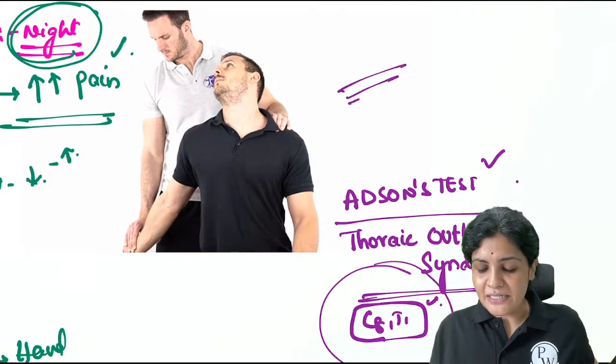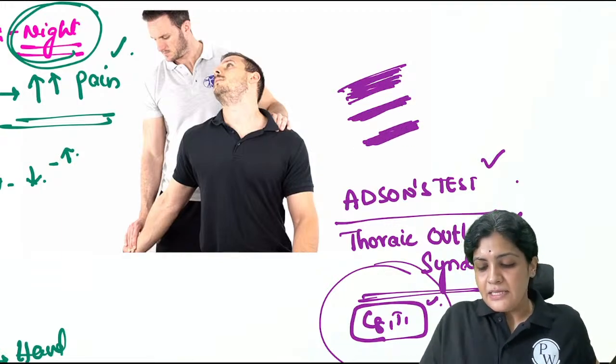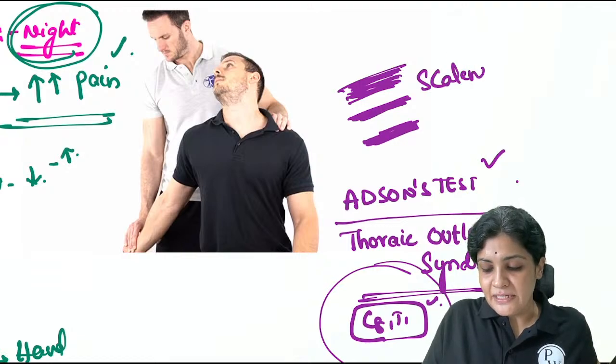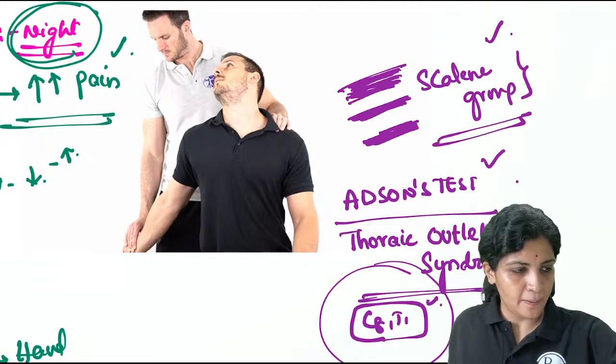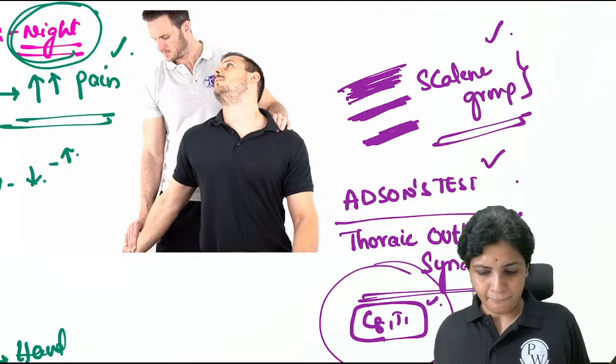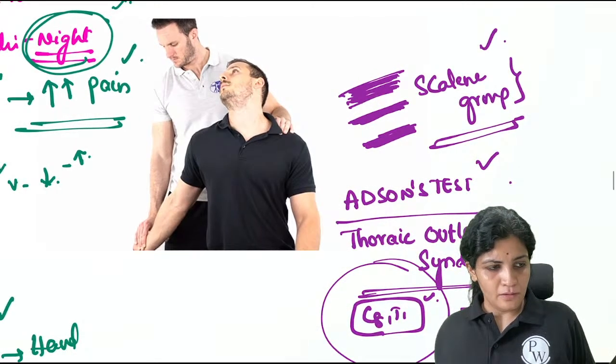Between which two muscles are these structures present? If you remember, there is the scalene group of muscles. So in between which two scalene muscles are these structures present? Keep thinking about that answer.